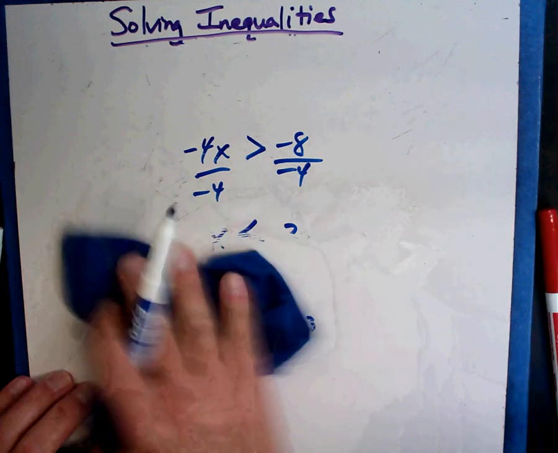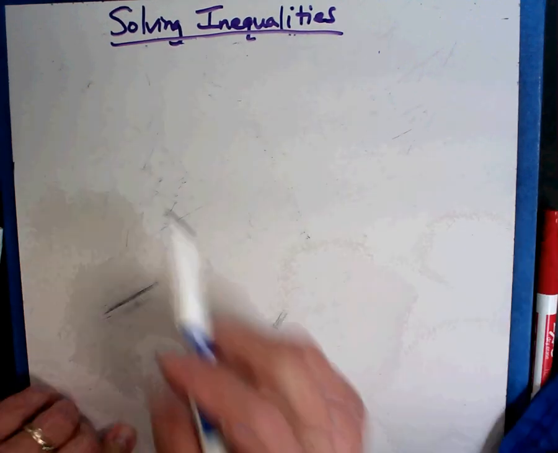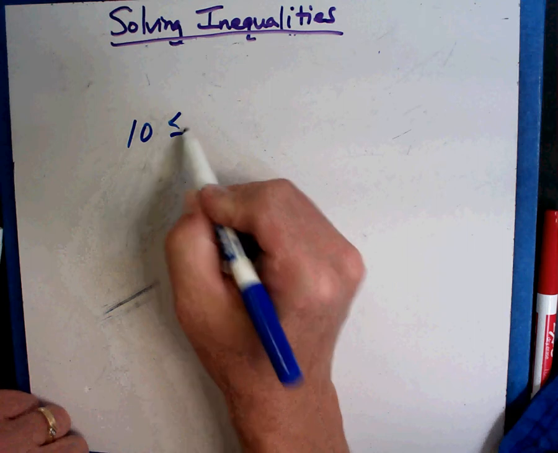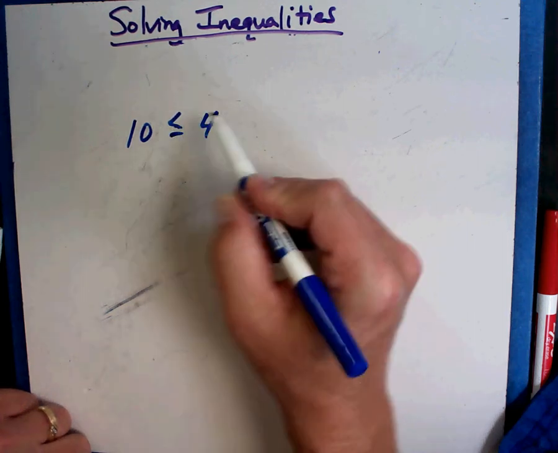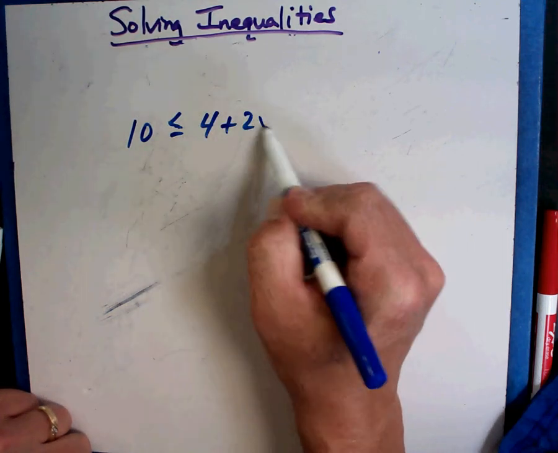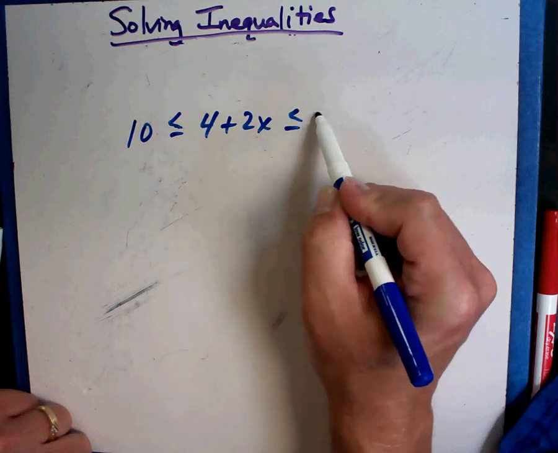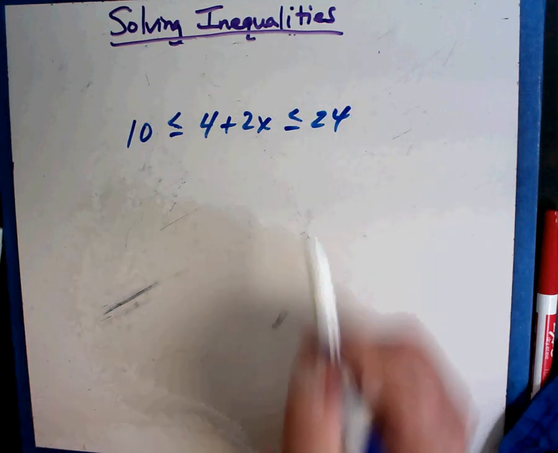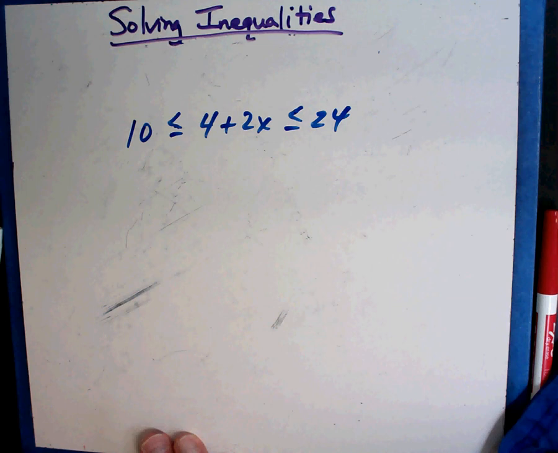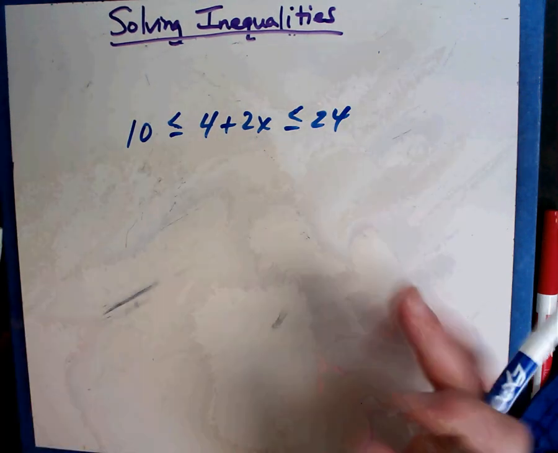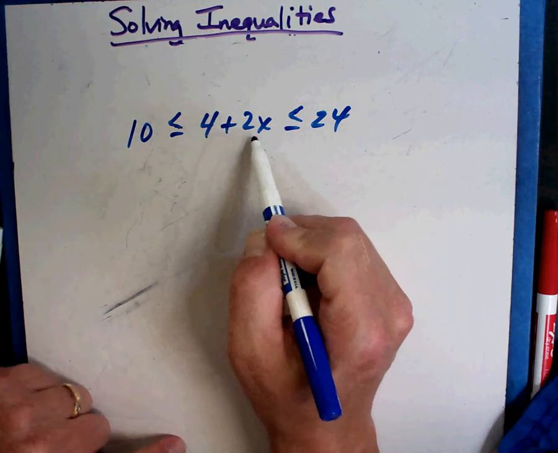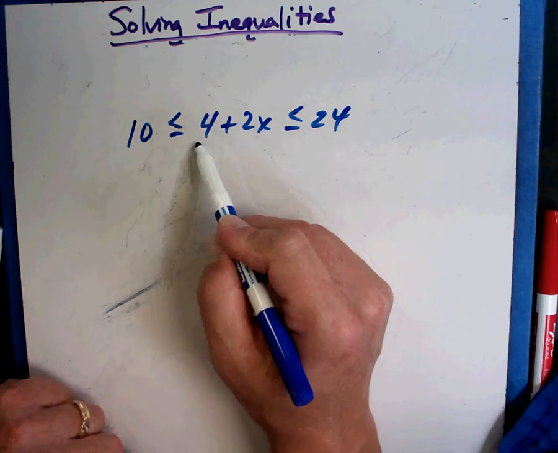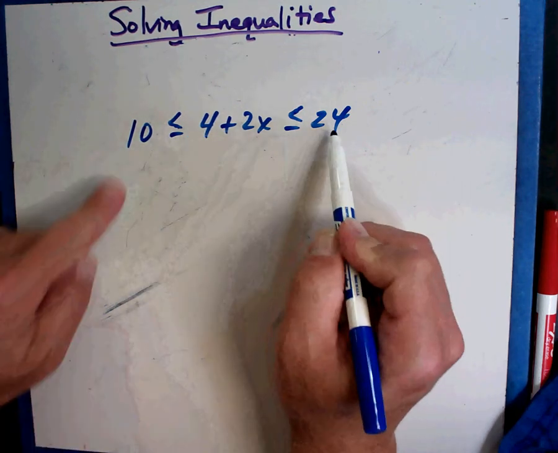Let's try another one. Let's say we had one like this: 10, and there's 4 plus 2x. Well, that one looks different. I have an inequality on both sides. So how am I going to work that? It's sort of like 2 of them put into 1. What we're really going to do is leave the x in the middle. So that means we've got to move the numbers outside, because you see there's numbers on the outside.